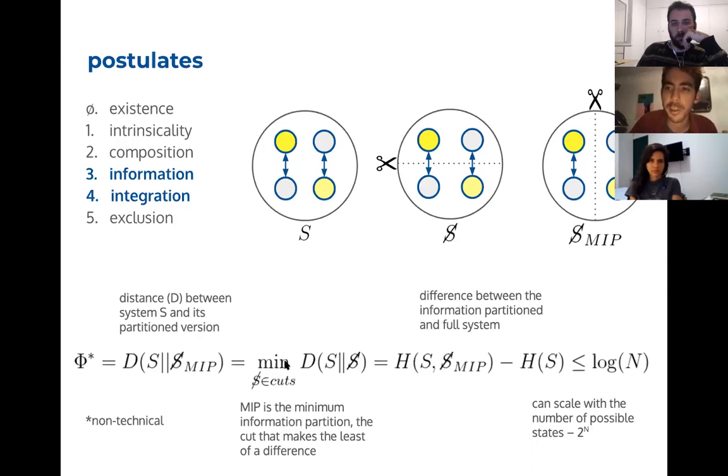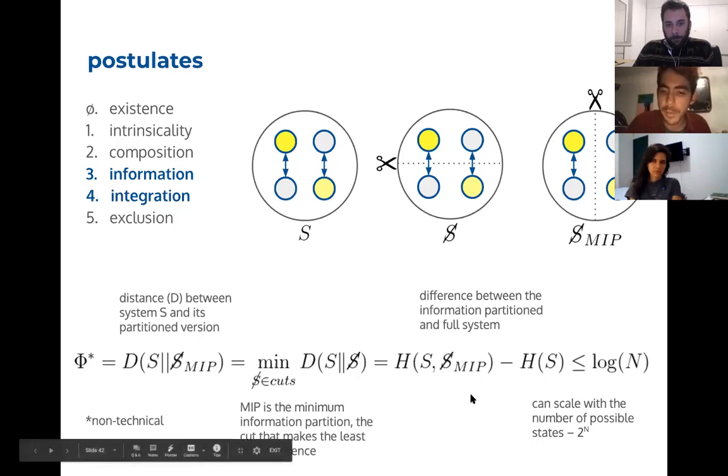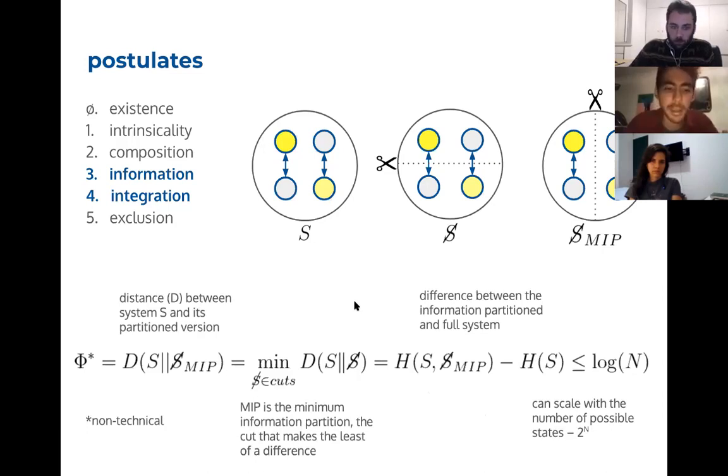You have to search for this minimal information. It's called a minimum information partition, which is the cut that makes the least difference. So if there's a cut that makes no difference, a cut that can separate the system and you don't lose anything, then the system is not integrated. So how much integration you have is a difference between your original distribution and a certain cut. And this is in some sense related to an entropy. But this is the main central intuition about calculating integrated information: it's a difference between an intact system and this minimal cut that makes the least difference to it.